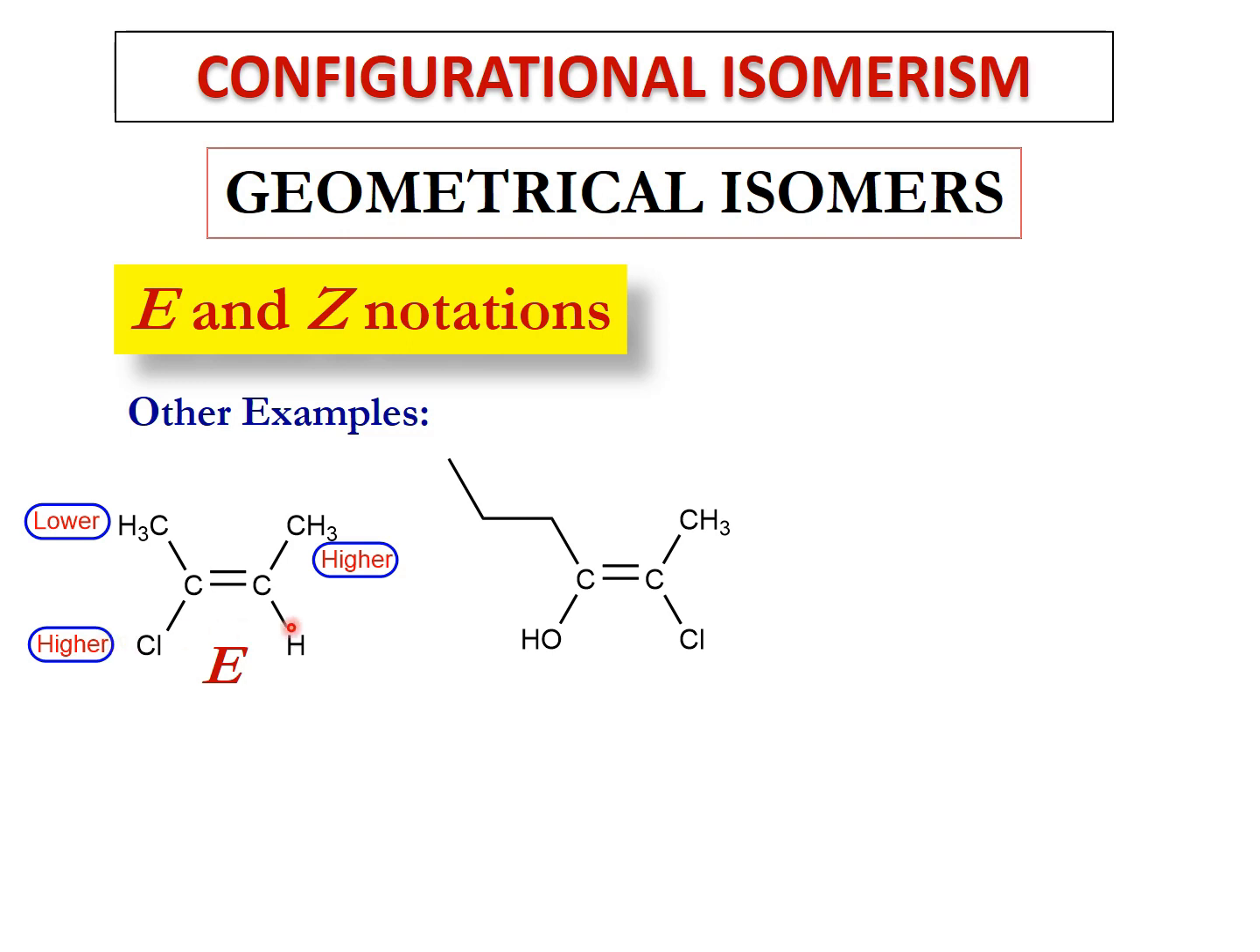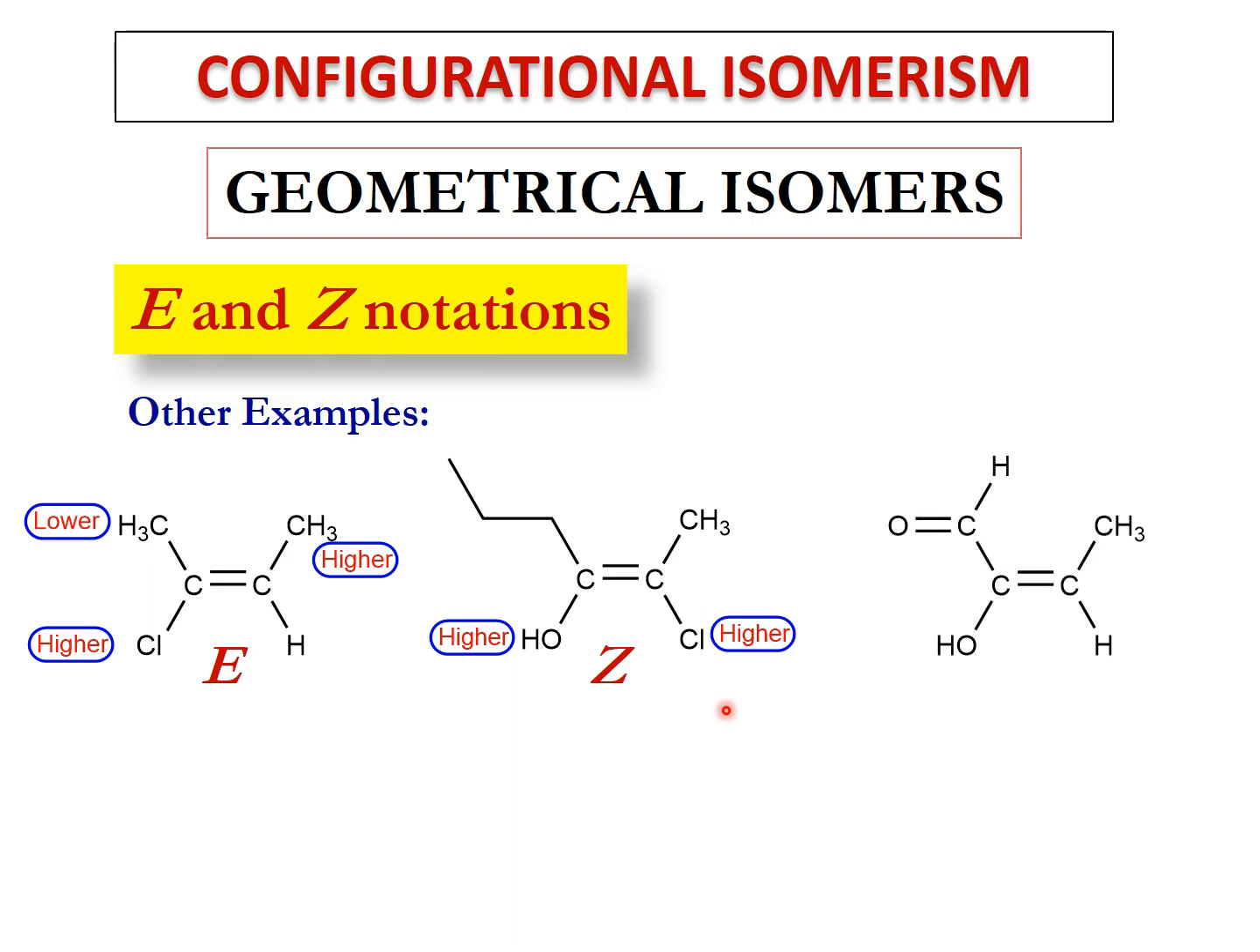In this molecule, we have on this sp2 carbon, a carbon atom and an oxygen. So oxygen obviously will be ranked higher. On the right hand side, we have a carbon and a chlorine. So chlorine has a higher priority, and so the higher priority groups are on the same side. The geometry would be Z.